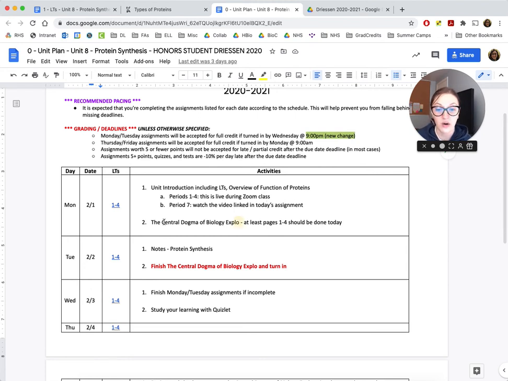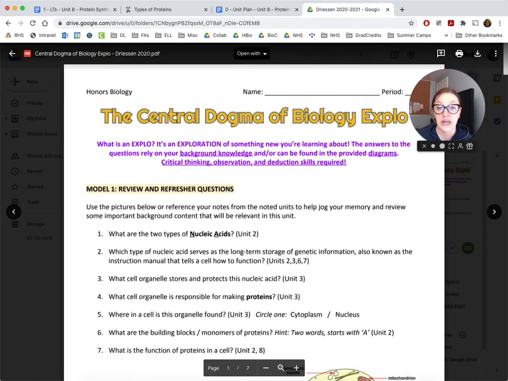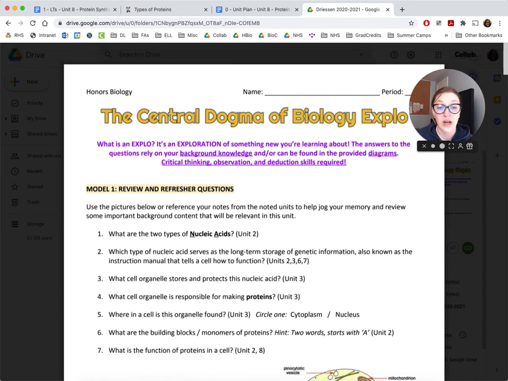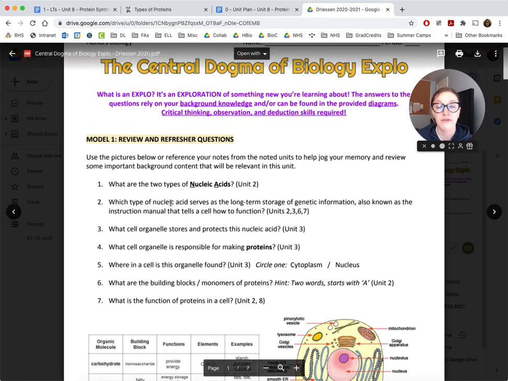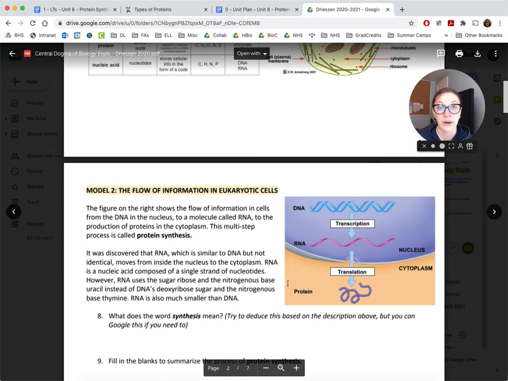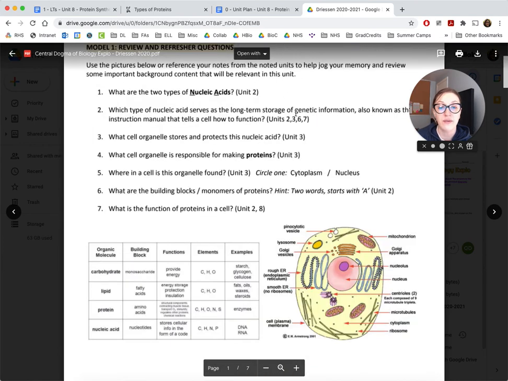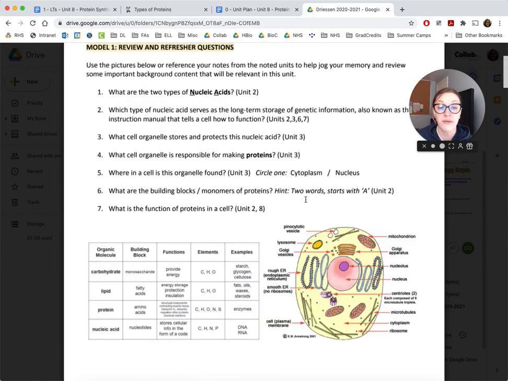So you are going to be doing the Central Dogma of Biology Explo for the first 2 to 3 days, and then you'll also be doing some notes. So remember that the Explo activities are meant to be exploratory, meaning you might not be given all of the answers. You need to use your critical thinking skills, your background knowledge, and your skills of observation and deduction in order to answer the questions. The first part of this Explo has you review some of the most relevant review that you've learned over the past few units that has to do with priming you and getting you ready for understanding what we'll be talking about in this unit. So I gave you information about the units that this content comes from if you needed those clues or some help.